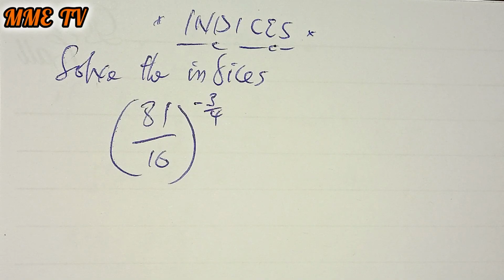Imagine you have arrived at a particular spot and you're being asked to solve the indices: bracket 81 over 16 raised to the power of minus 3 over 4. Most people are probably going to think that this is normal indices, that you can just put the two things together. You finally end up failing that.